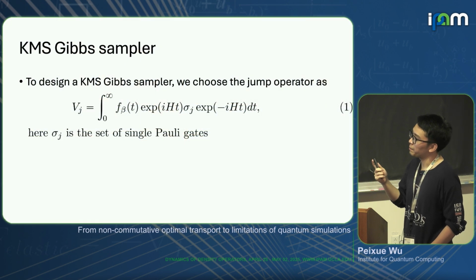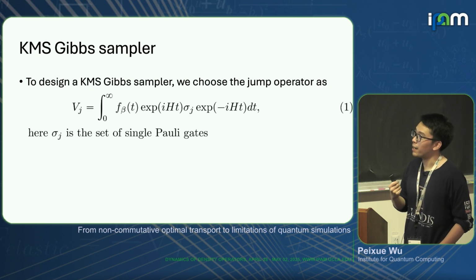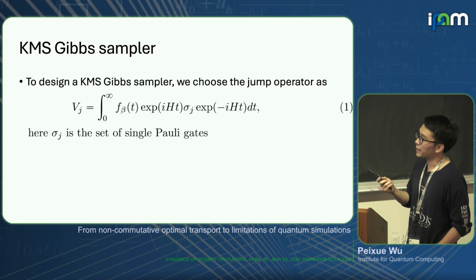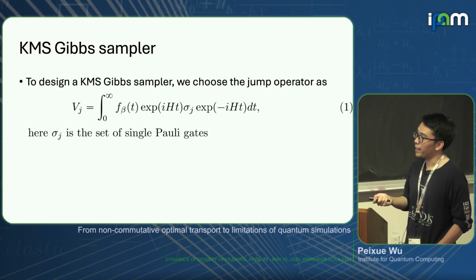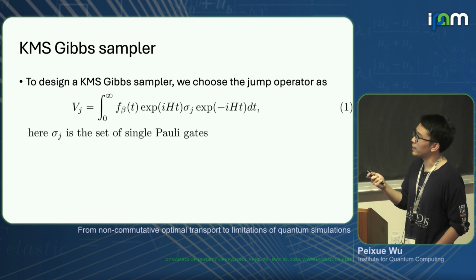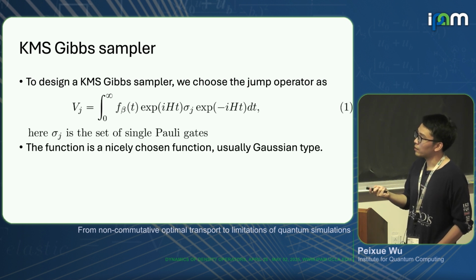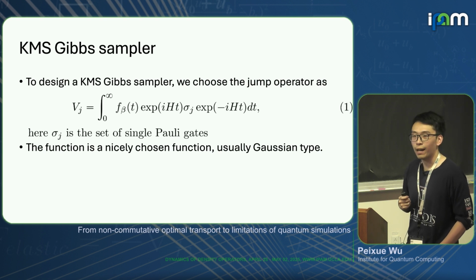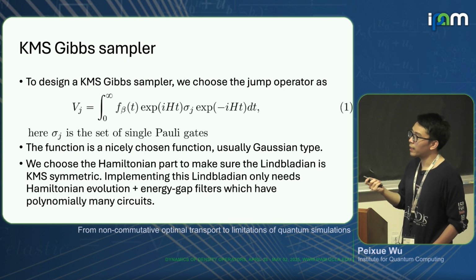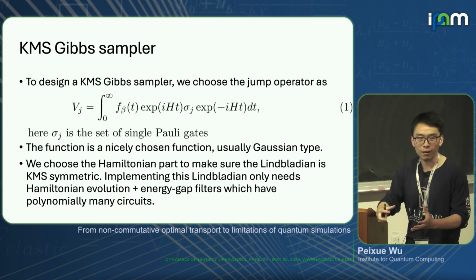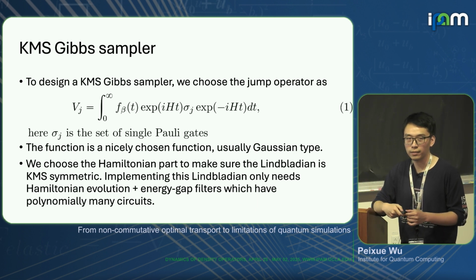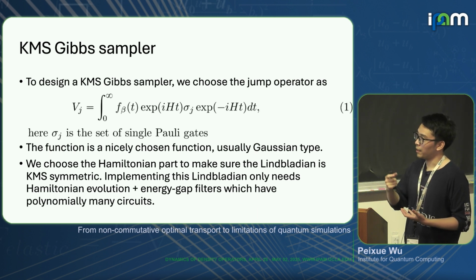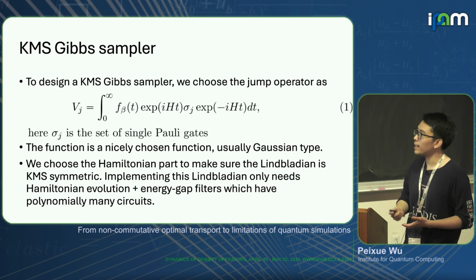So if you have that, how do you design your KMS Gibbs sampler? Okay. So the KMS Gibbs sampler is given by the interaction picture and by a weight, and the weight is actually dependent on the temperature you have. This is your standard choice of the jump operator, and the question is how do you choose your function f? Once you choose your function f, which is usually Gaussian type, you can use the KMS characterization to add your G part, to make sure it is KMS symmetric. And this ensures that your Lindbladian dynamics has a unique fixed point, okay?